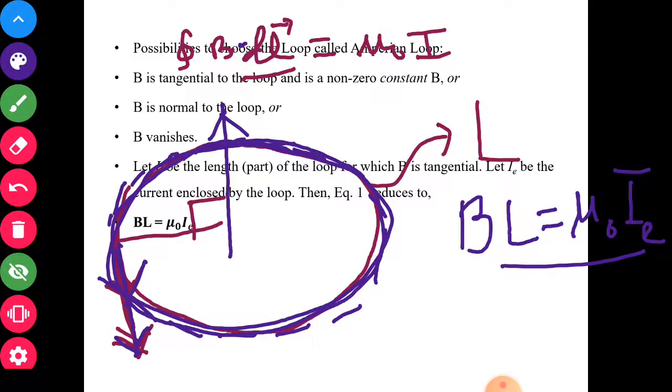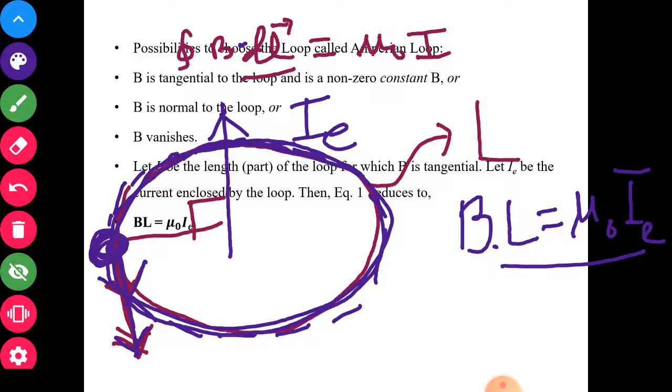That loop you have to choose in such a way that the magnetic field is to be found somewhere here. Then that loop has to pass through it. So that is the loop you have chosen. Now you can write B·L is equal to mu 0 IE. IE is the current which is enclosed by this loop.